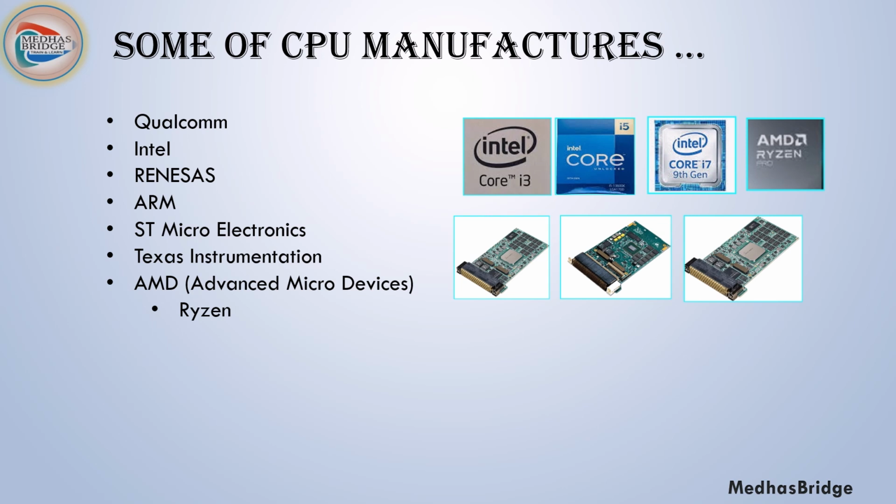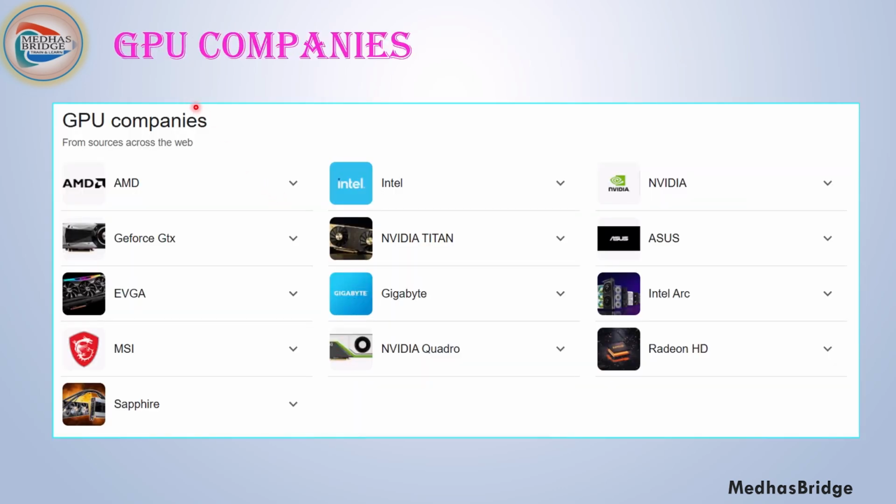You might have overheard Intel Core i3, i5, i7, or AMD. Some of the CPU manufacturers are Qualcomm, Intel, Renesas, ARM, ST Microelectronics, Texas Instruments, and Advanced Micro Devices, AMD. Whereas for GPUs, we have AMD, Intel, NVIDIA, Gigabyte, EVGA, MSI, such as NVIDIA Quadro, Radeon HD, Intel Arc, and so on.